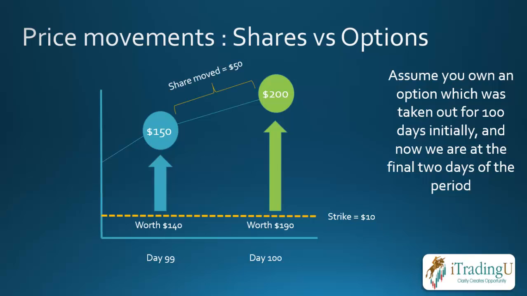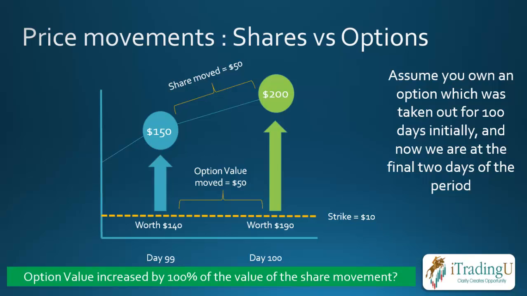So let's look at this. The share moved from $150 to $200. That's a $50 move in the share price itself. How much did the option price move? Well, it went from $140 to $190, which coincidentally is also $50. Now that should make sense at this point, because think about it. We only moved 1 day forward, and this was right at the end of our option expiration. So the option value increased by 100% of the value of the underlying shares.